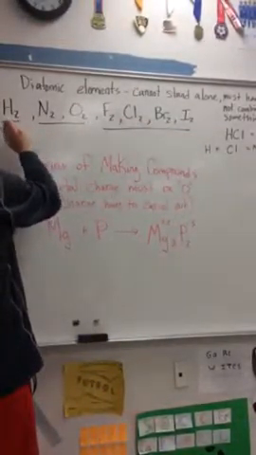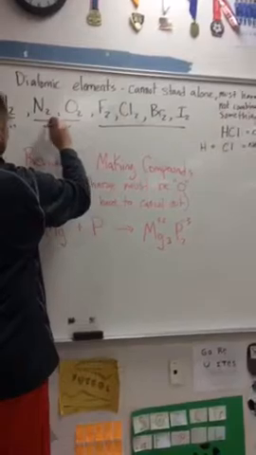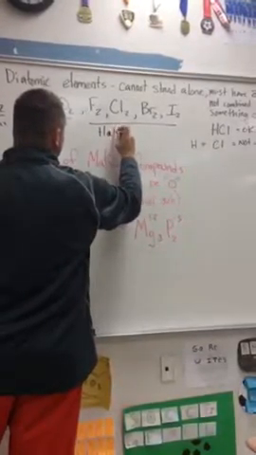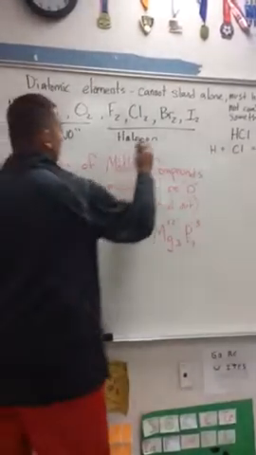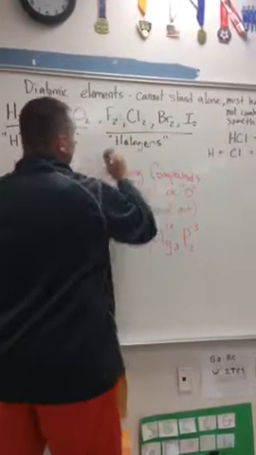So H, no, halogens, because that's the list of all the diatomic elements. H, no, halogens. All right?